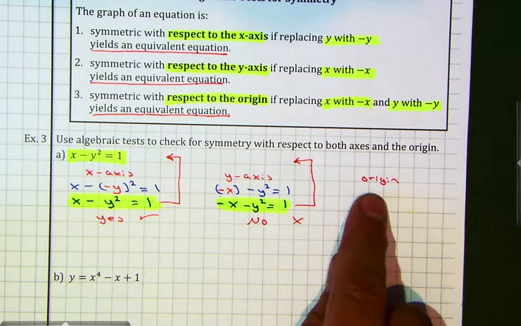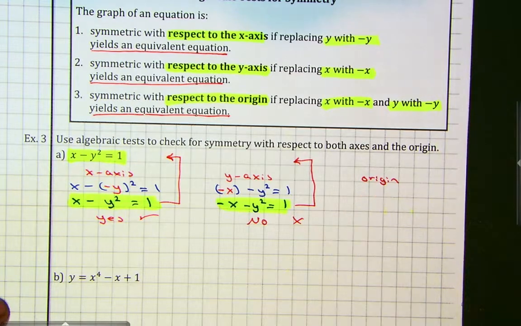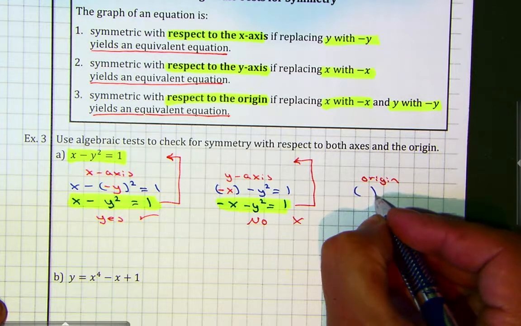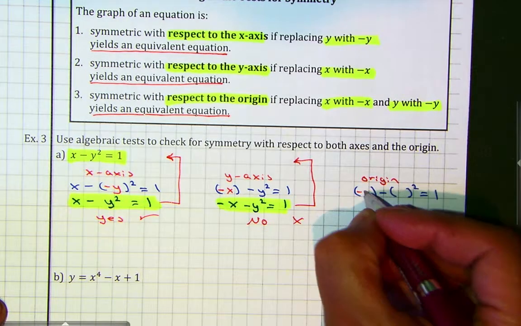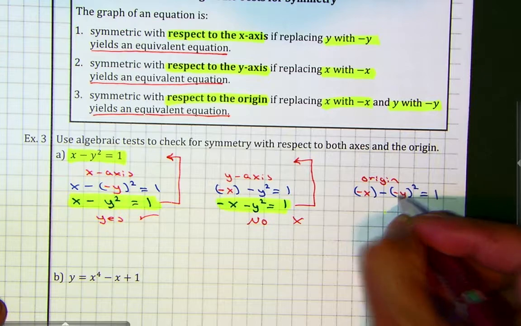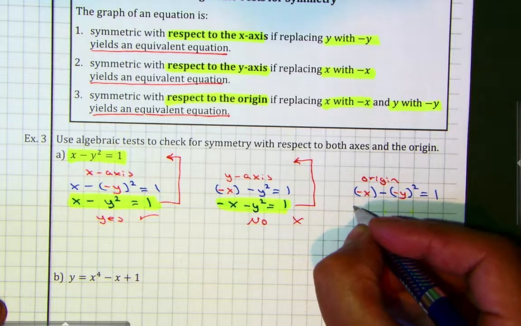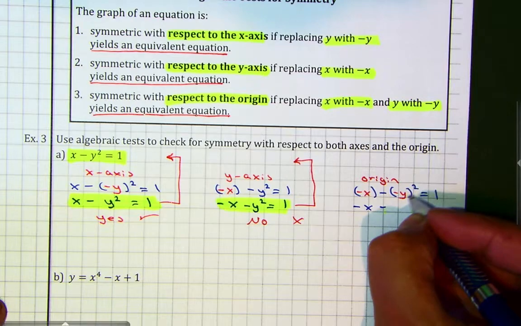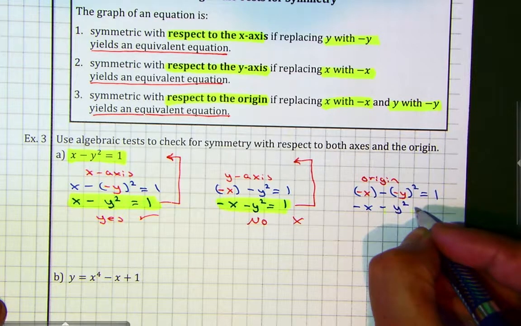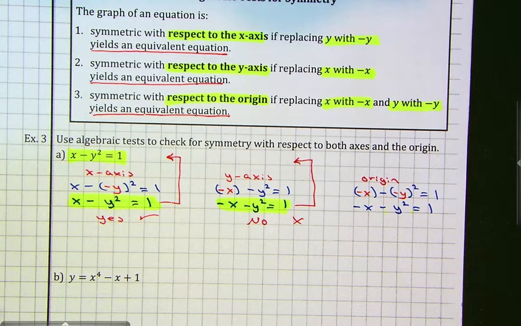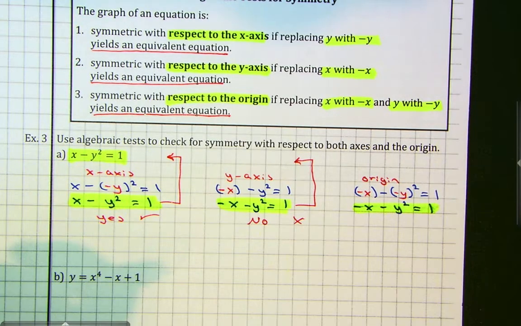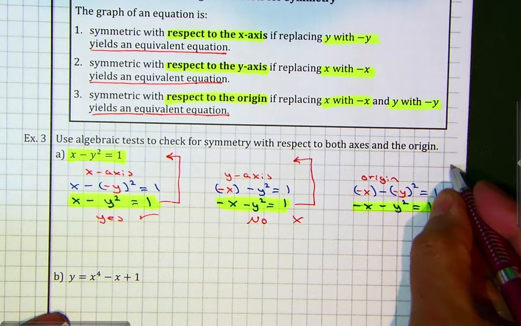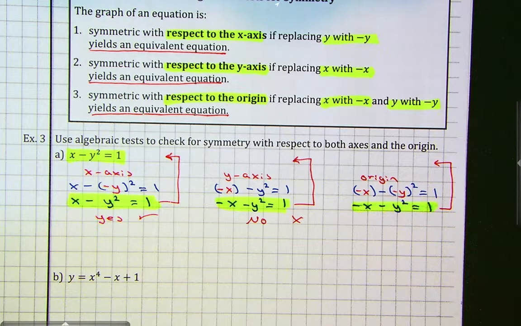And with respect to the origin, I'm going to replace the x with a negative x and the y with a negative y. Now I'm going to simplify: negative x minus, this becomes positive. And does it yield an equivalent equation? It does not.